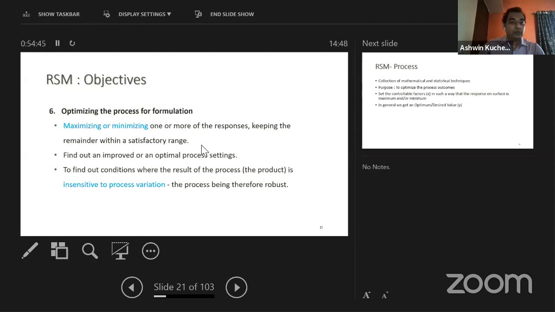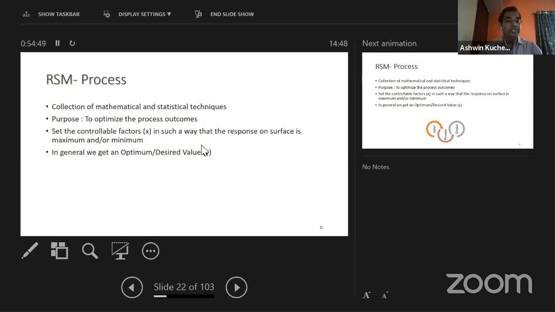So once we know the objectives, let's start with the process. Keeping the objectives in mind, we will start with response surface methodology. Now, what is response surface methodology? Response surface methodology is a collection of mathematical and statistical techniques, where you collect data and apply statistical tools with respect to the 3D response surface plot, contour plot, or ANOVA, and you combine them, and that is called response surface methodology. The purpose of this is to optimize the process outcomes.